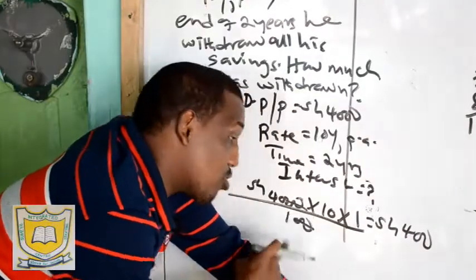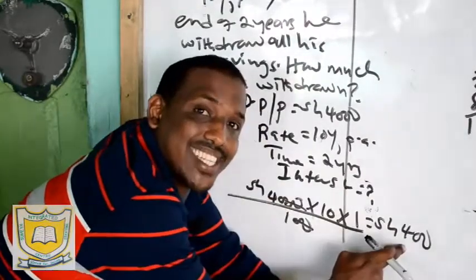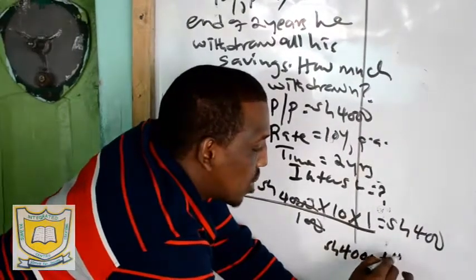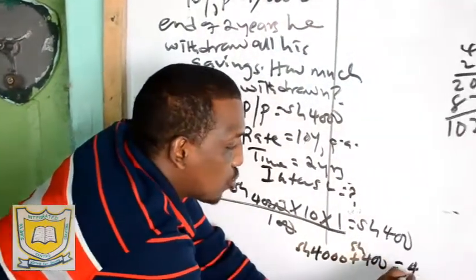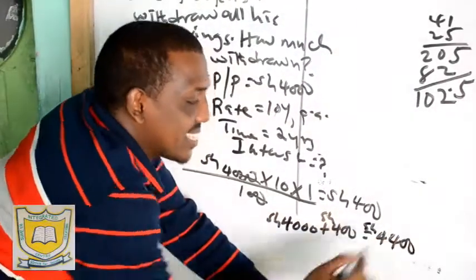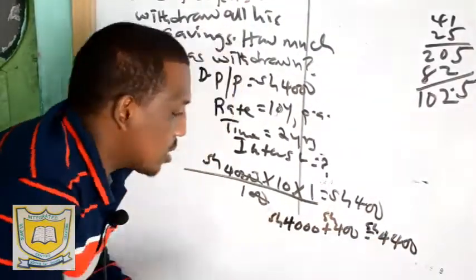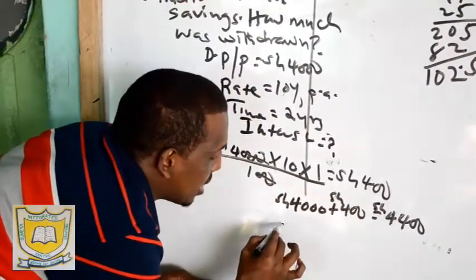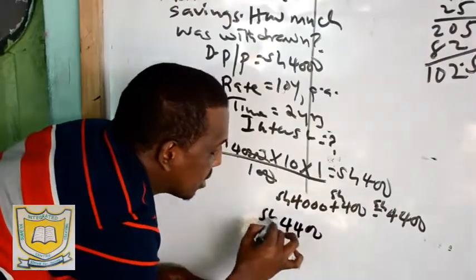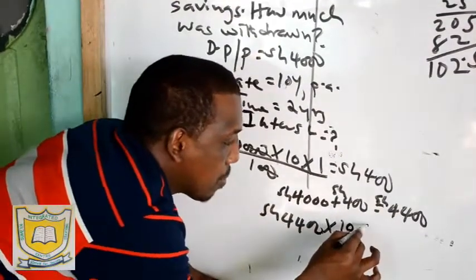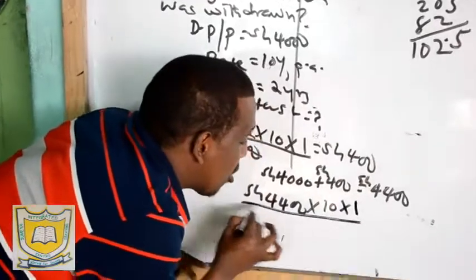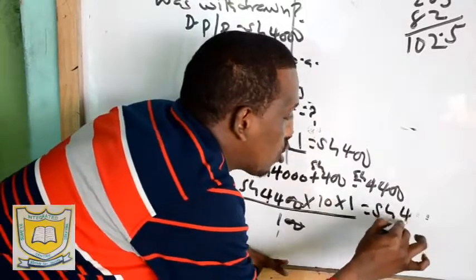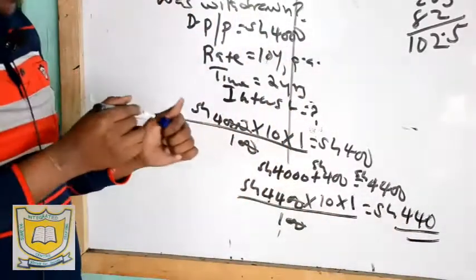Then we proceed to the second year, but we must find the principal of the second year. To find it, we add the principal of the first year plus its interest: shillings 4,000 plus shillings 400, you will get shillings 4,400. This is now the principal of the second year. So we say 4,400 shillings multiplied by rate, which is 10, multiplied by time, the second year, all over 100. Cancel. 44 times 10, you will get shillings 440. That is the second year interest.